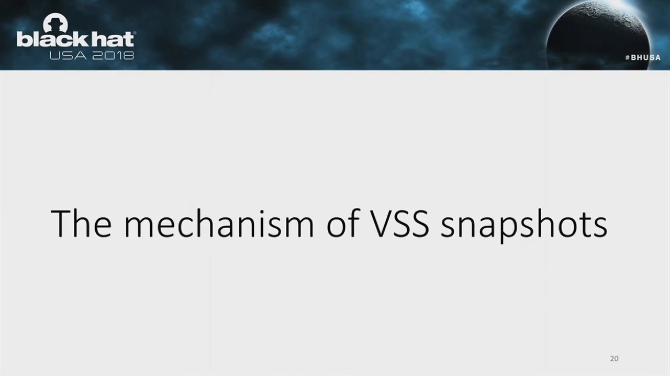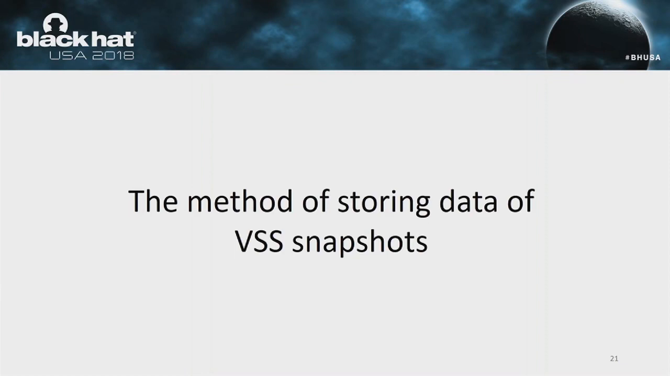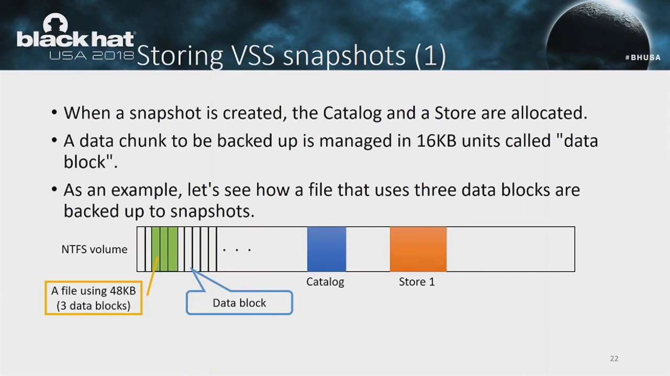Next, let me explain how VSS works. First, how does VSS store data to snapshots? When a snapshot is created, the catalog and a store are allocated. A data chunk to be backed up is managed in 16 kilobytes units called data block. Let's assume these are data blocks. And this file has 3 data blocks here. As an example, let's see how this file that uses 3 data blocks is backed up to snapshots.